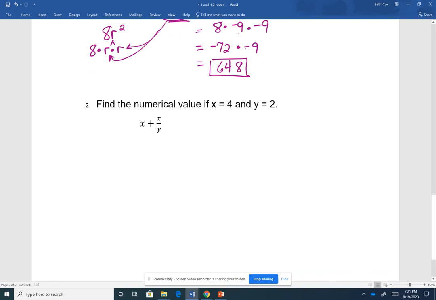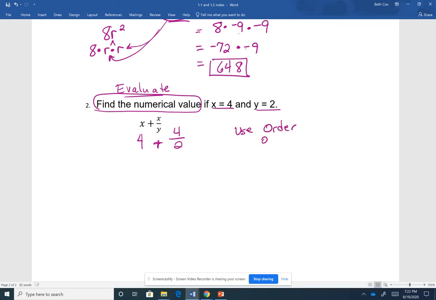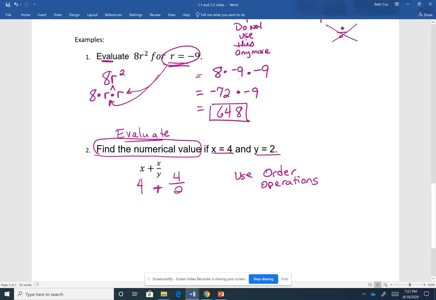Okay, so here's another one. This one's got division, and it says find the numerical value. That's the same thing that the word evaluate means. If x equals 4, so now we know what x is, and if y is equal to 2, so we know what y is, that would give me 4 plus 4 over 2. Now we have to use our order of operations here. We didn't have to so much on that last one, did we? Well, we could have, but not the way I did it, did I? We could have used order of operations. Maybe I should redo this video and do it right.